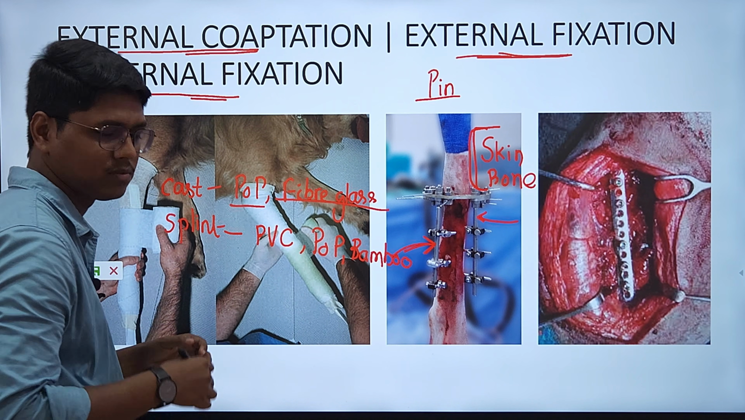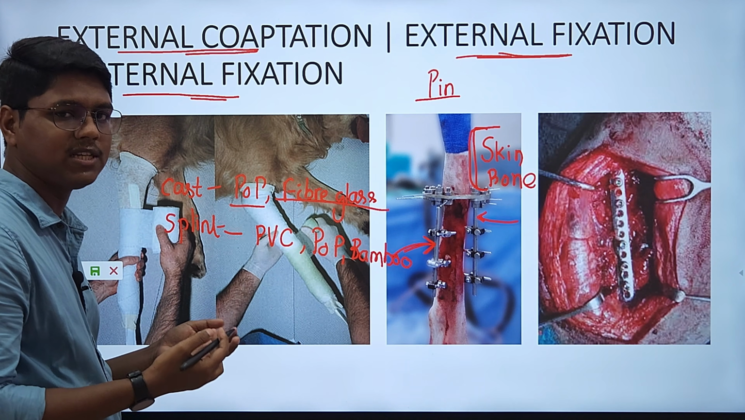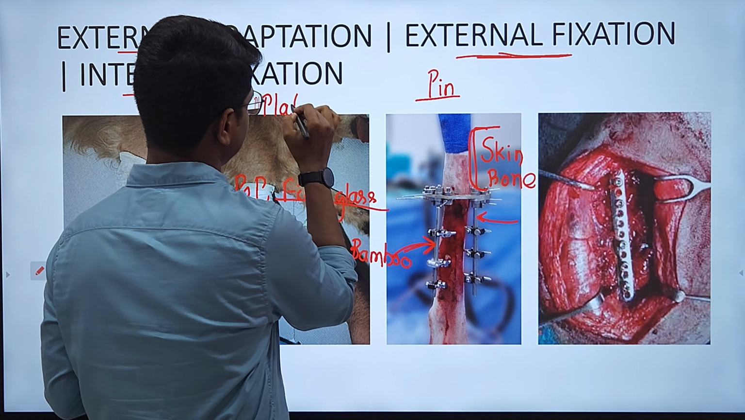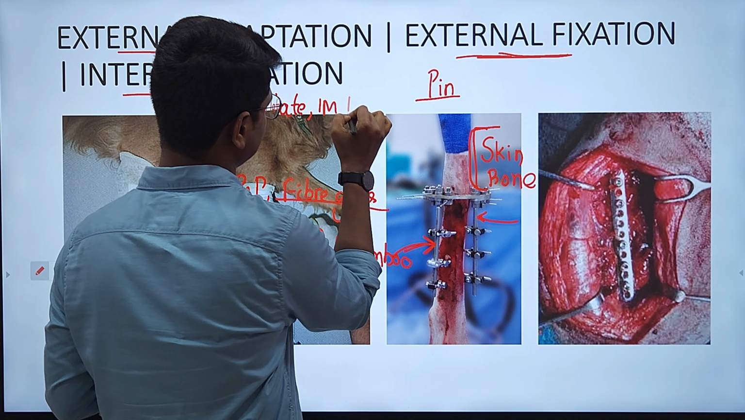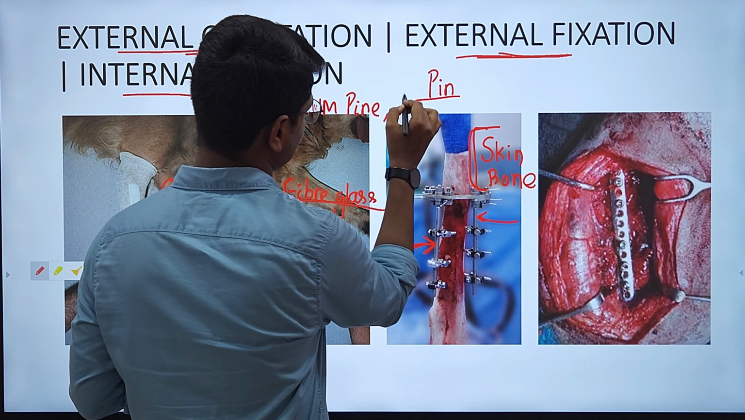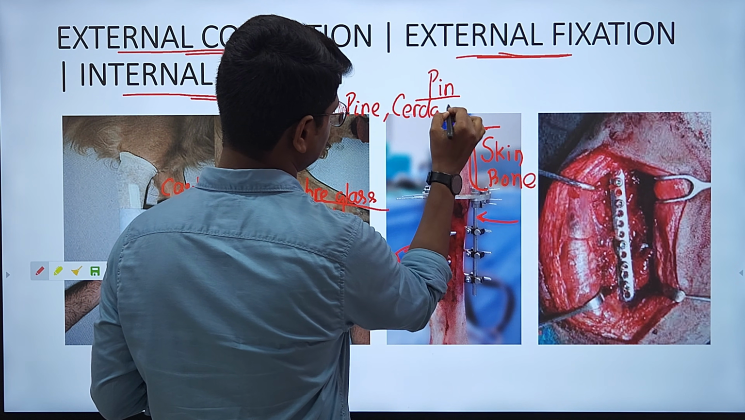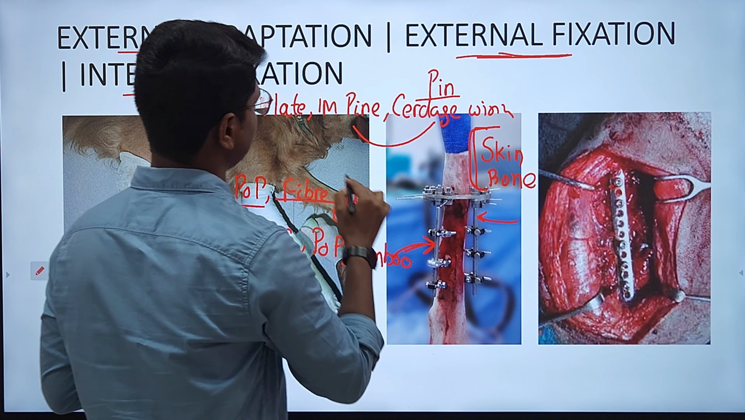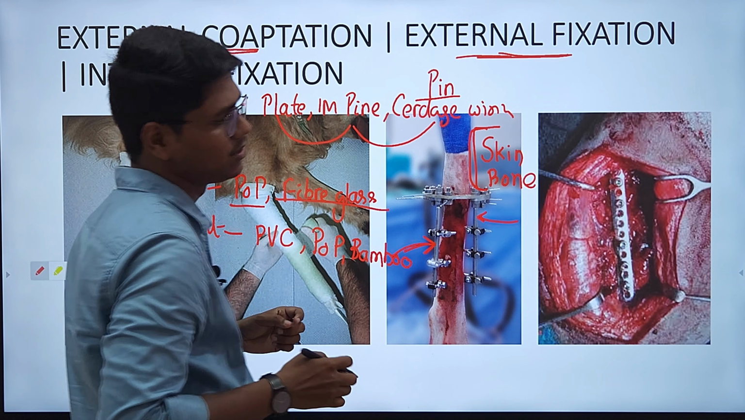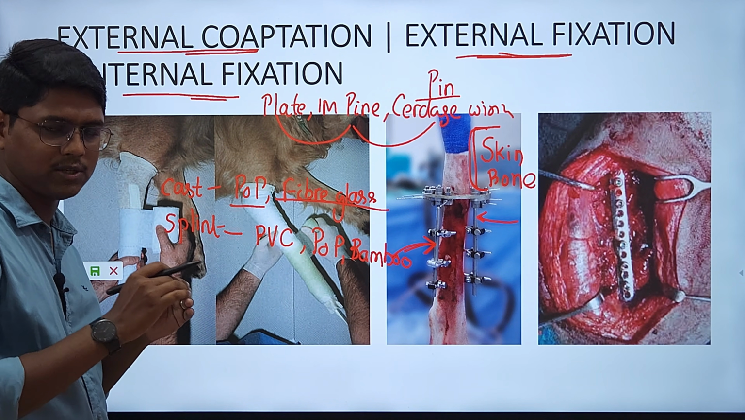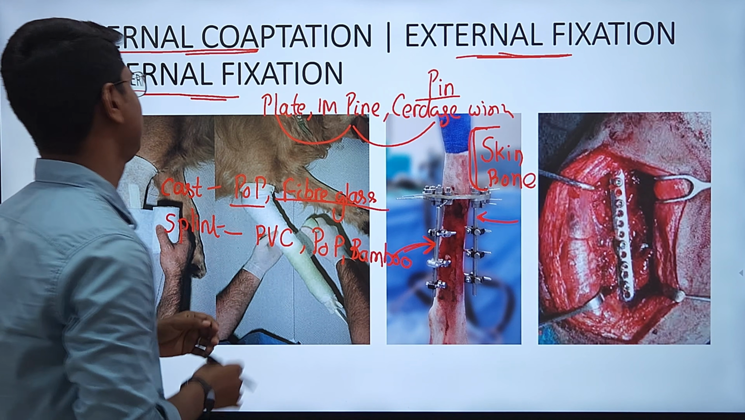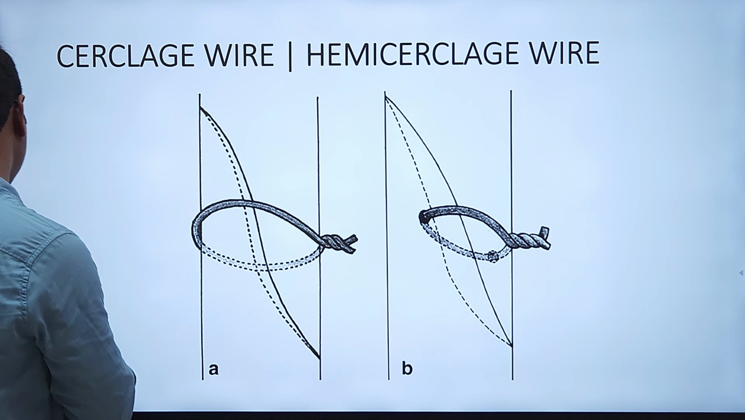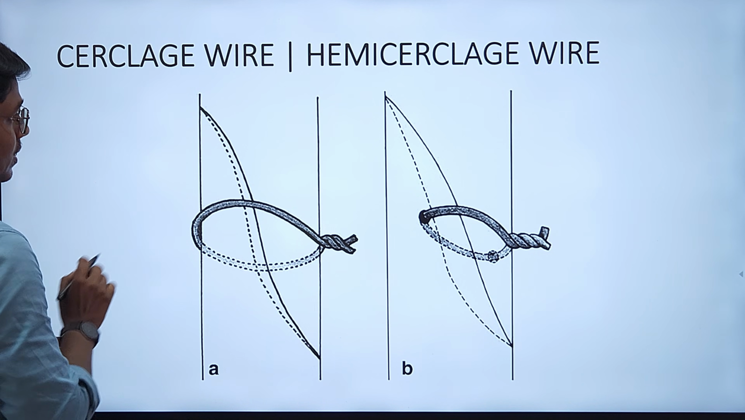Internal fixation is basically the use of implants like plate, IM pin, cerclage wiring, or a combination of pin and cerclage wire, or a combination of pin and plate. So those things, internal implants, when they are used, that is internal fixation. These are the definitions. Next, regarding wires: cerclage wire and hemicerclage wire.